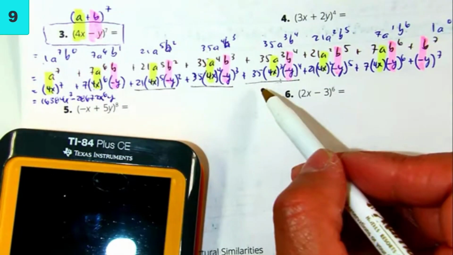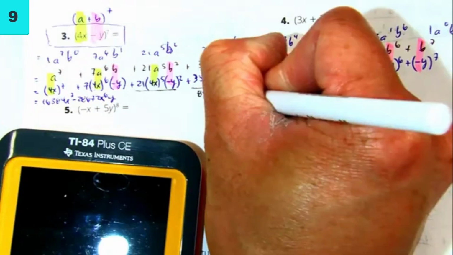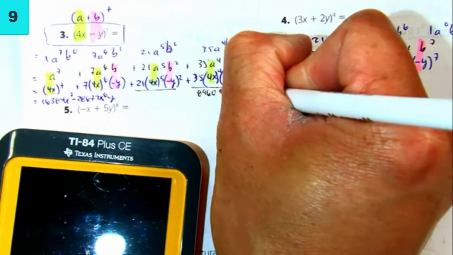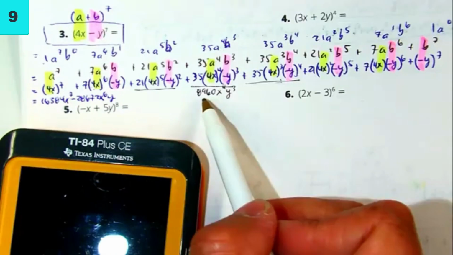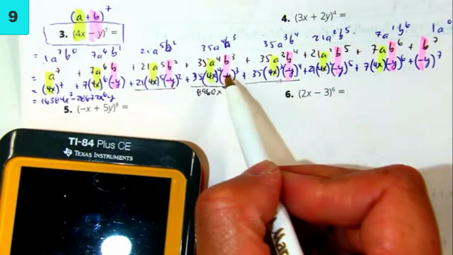So I got 8,960 x and negative 3y. X to the 4 and y to the 3rd. Question, is this positive or negative? So if you have 3 negatives, negative times negative is positive, positive times a negative is a negative, negative times a positive is a negative. And remember, when you put it all in your calculator, it'll actually tell you that it's negative.